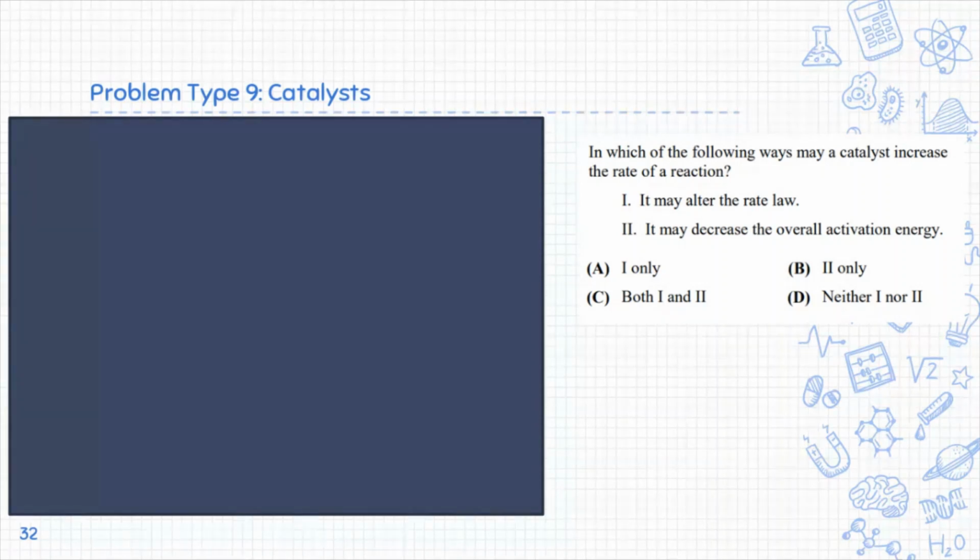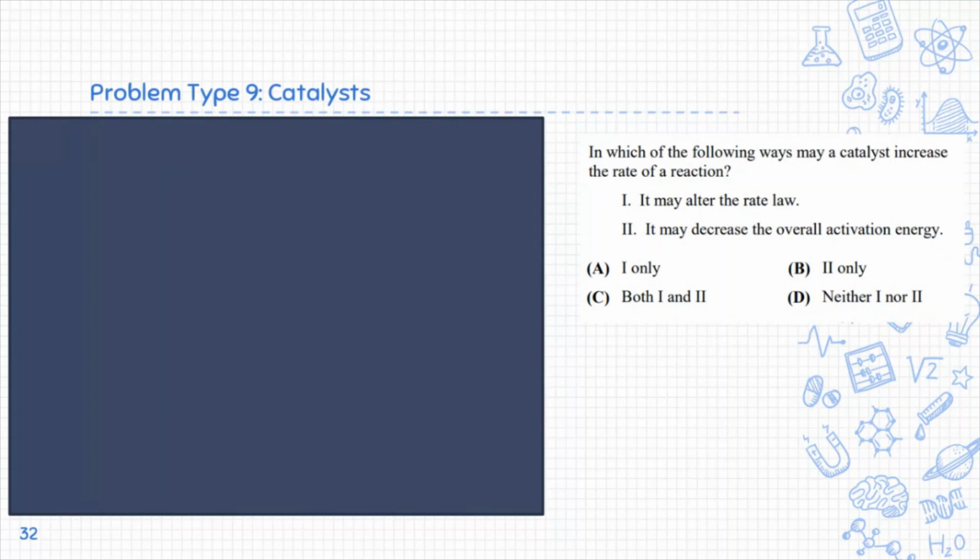To the three people who answered C as their answer, I'm assuming you remembered something from biology, because that is correct. So I think everyone can agree that a catalyst may decrease the overall activation energy. I guess that makes sense because that's what catalysts basically do. But why can it alter the rate law?